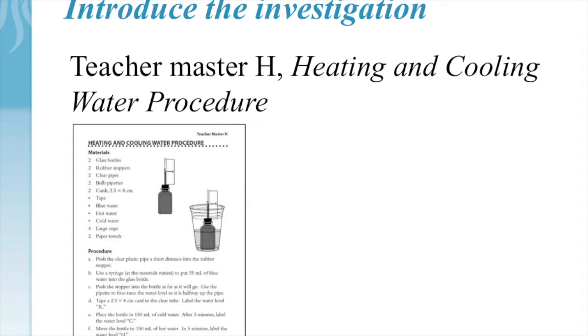We have a little experiment or demonstration to show you. Here on the page you will see the procedures for everything. Glass bottles, rubber stoppers, clear pipes. And what you'll make is, or the video will show you, that we have some blue water put in there, and we've raised it up to a certain level on that little card stick. And then the procedures, once we do that, we will place the bottle into cold water, and after 3 minutes, we'll label where the C was for cold, and then move the bottle to warm water. In 5 minutes, they will label it to the water level H. So watch, and the following video will show you what takes place.